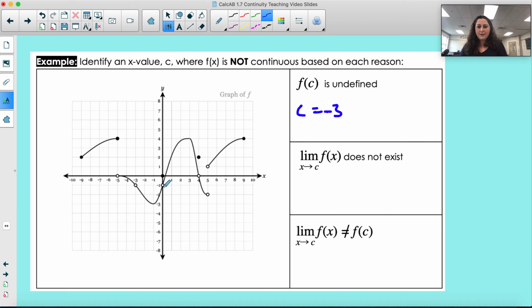Here, even though there's a hole, there's a closed circle, so the function's defined. Keep going. Closed circle, we're good. Here, at c equals 5, the function is undefined because there's only holes, open circles.